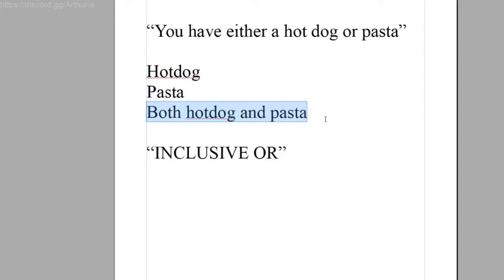So whenever we speak about logic, right? Oh, can you see my screen? Yeah, okay, good.